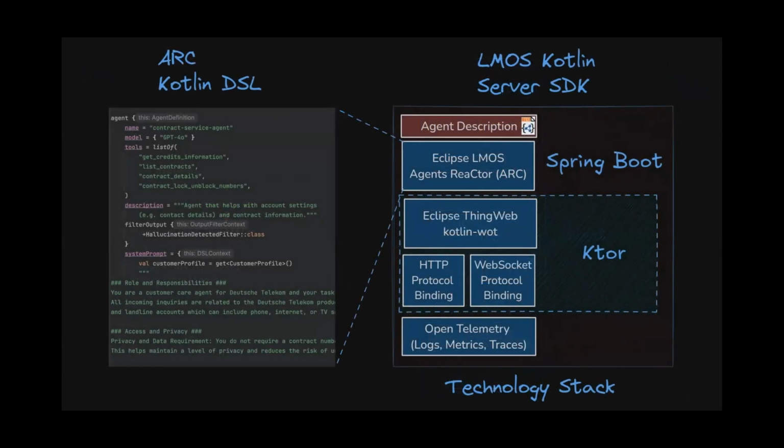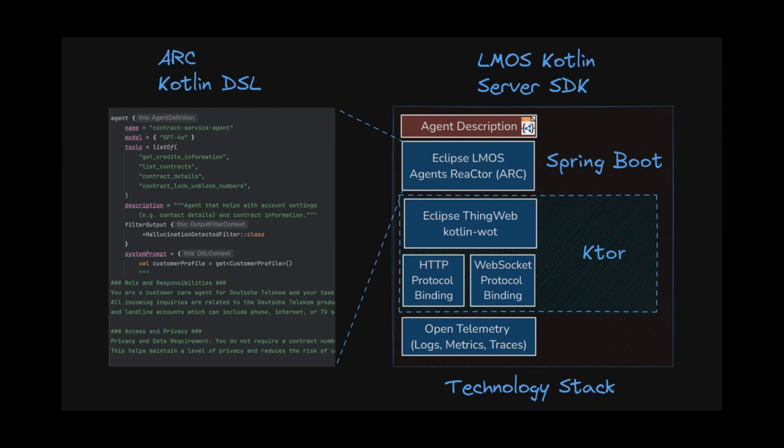And the LMOS Kotlin SDK, how does it look like in detail? If your background is in JVM, we're using Spring Boot as the base framework. Then we have developed an in-house framework called Arc. LMOS Arc is a Kotlin framework and provides a domain-specific language to develop agents.